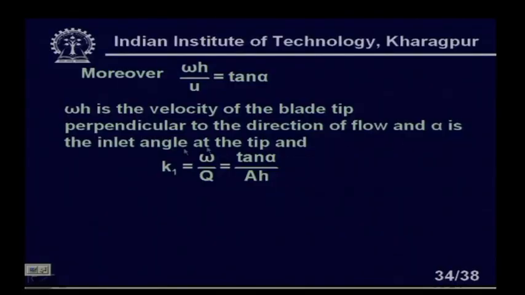Obviously that will be very much clear, because the liquid is flowing in this direction, so the blade is rotating in this direction. If the direction of flow is this, the blade will rotate in this direction. So, I can write that alpha is the inlet angle at the tip. So, k 1 equal to omega by q equals tan alpha by A h, right.